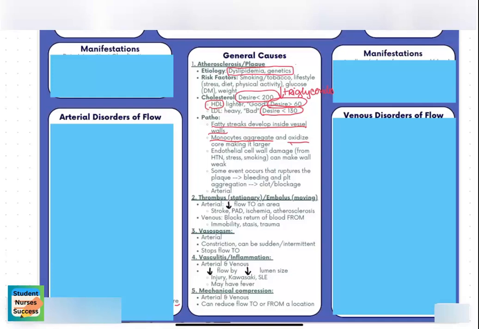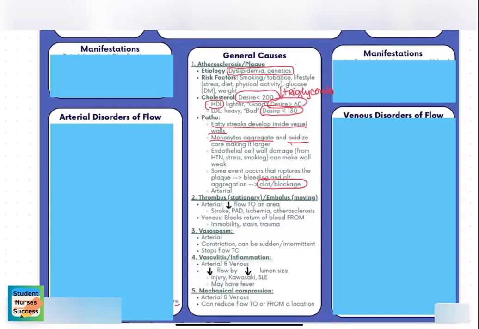With most atherosclerotic plaques, at some point, some event generally occurs that causes a rupture of the plaque, whether it be a very stressful event, high blood pressure, or maybe the plaque has just become so large that it finally breaks loose. When it does start to kind of lift off the vessel wall, it starts to bleed and platelets will aggregate there and it will develop into a clot or a blockage. We know atherosclerosis is primarily arterial in nature.